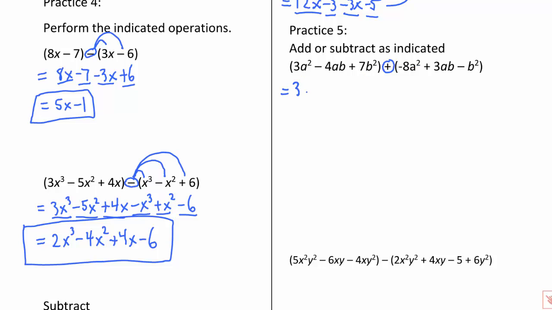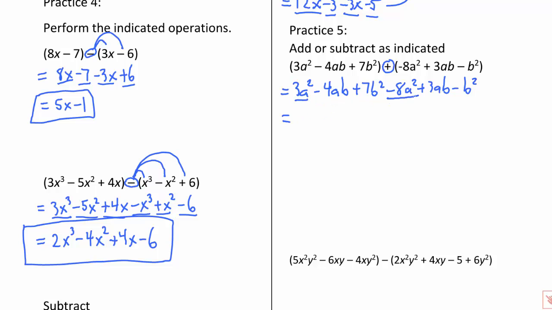Okay, so this is going to give me 3a squared minus 4ab plus 7b squared. And then here we keep the sign of negative 8a squared plus 3ab minus b squared. And then combine like terms.